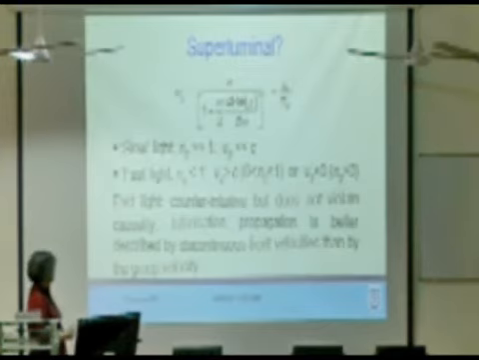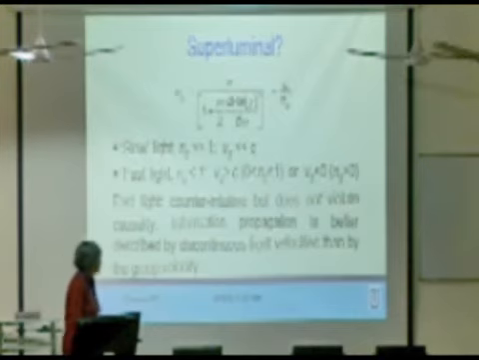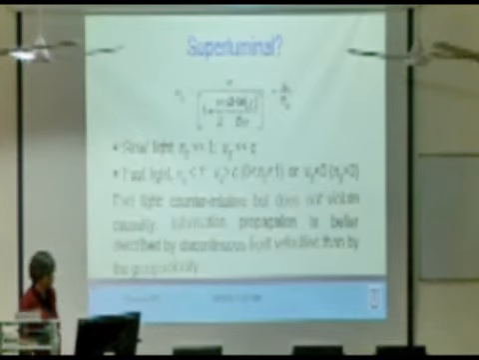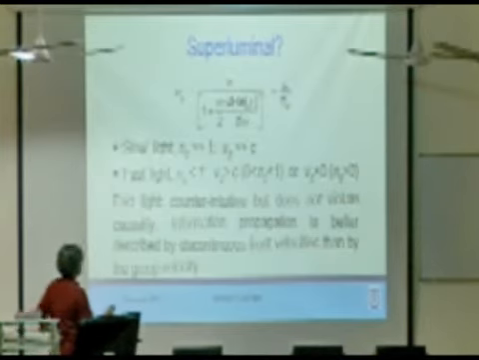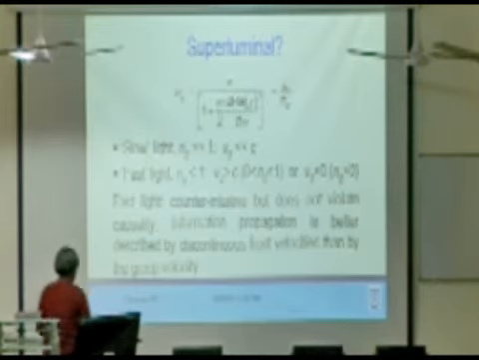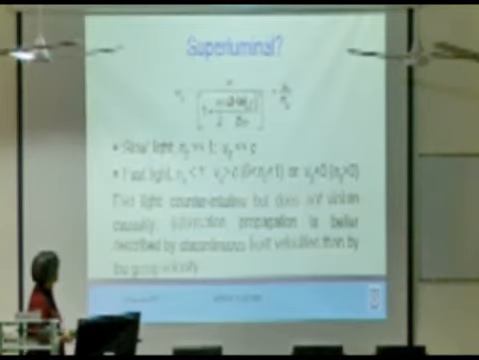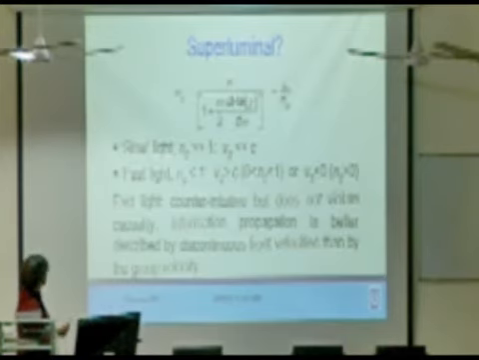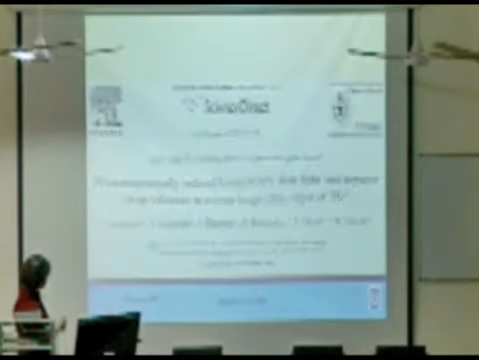Okay. Now fast light, if you think of it, is it violating Einstein's causality? No, it's not. It's counterintuitive, but does not violate causality, because now we know that information propagation is not described by this Vg, but is better described by the discontinuous front velocities of the signal. So, in order for it to carry any information, there have to be kinks in the front of the signal propagation.